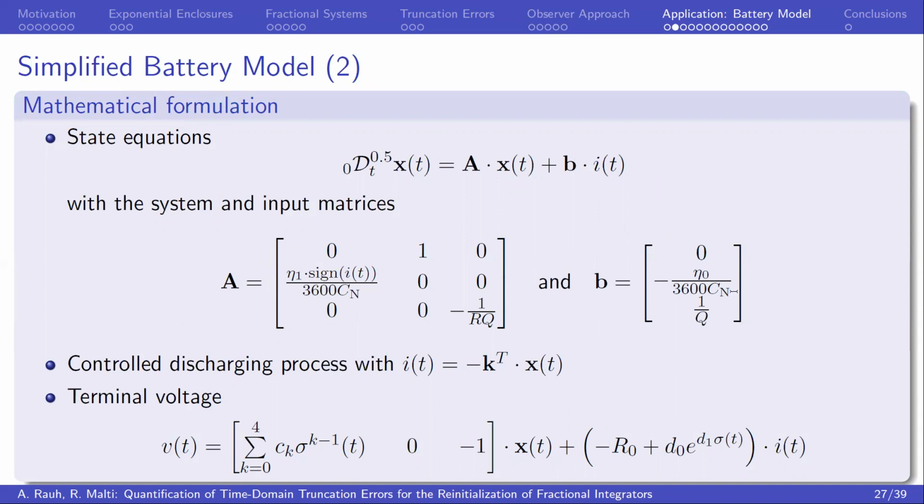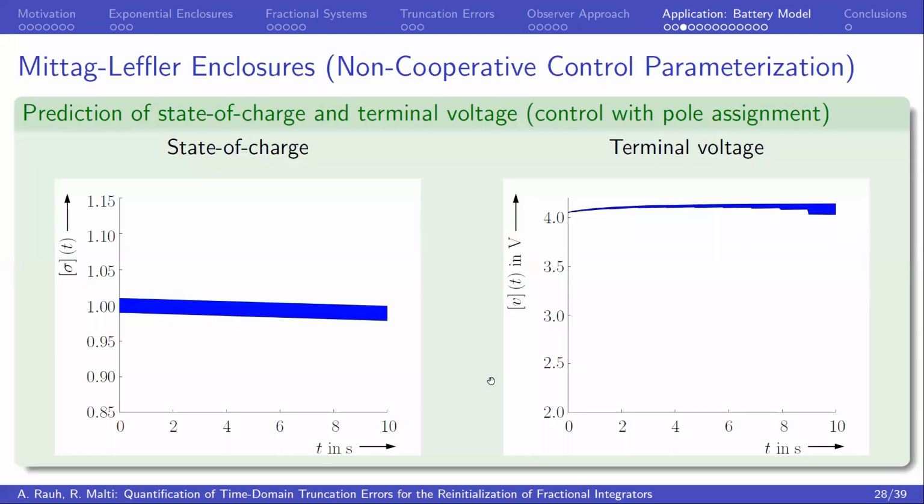We are assuming now that we're simulating a controlled discharge of the battery. After performing some pole assignment procedure, we have computed the controller gains small k. When applying the Mittag-Leffler-type state enclosures for this non-cooperative system parameterization, we end up with enclosures for the state of charge and also for the terminal voltage of the battery.